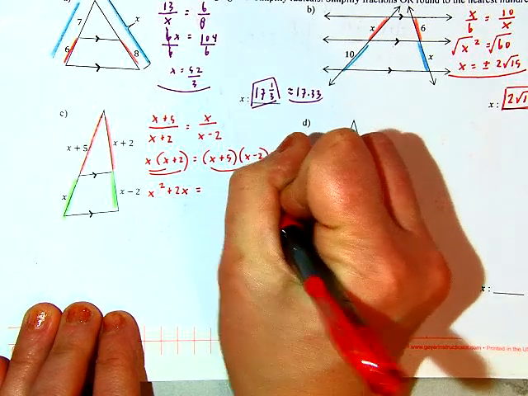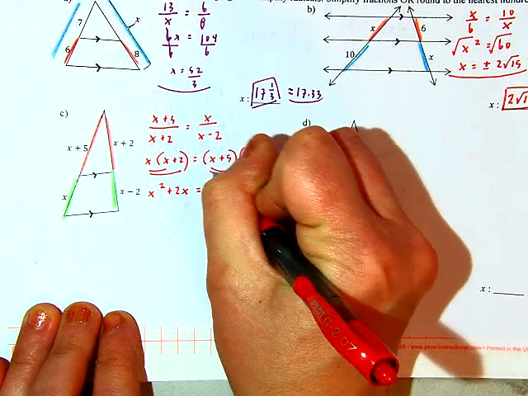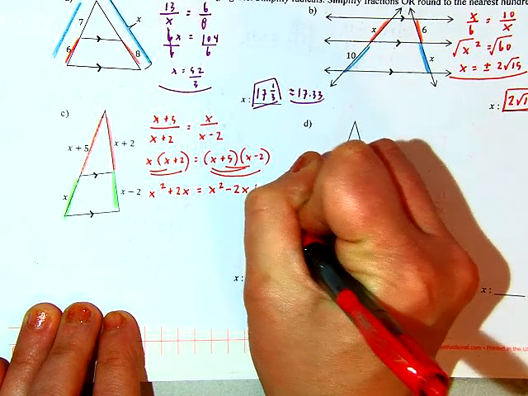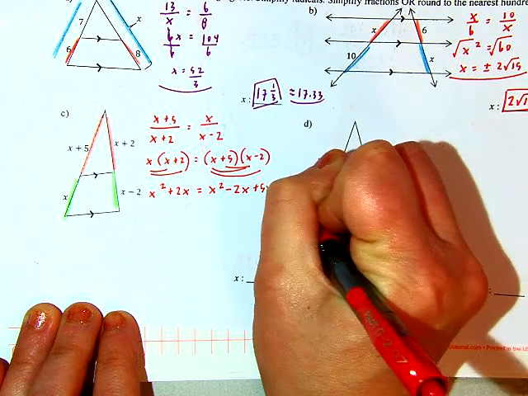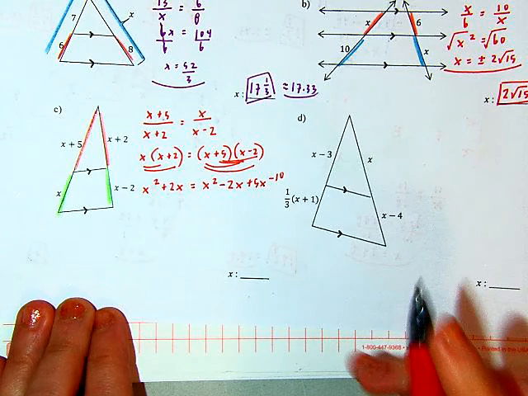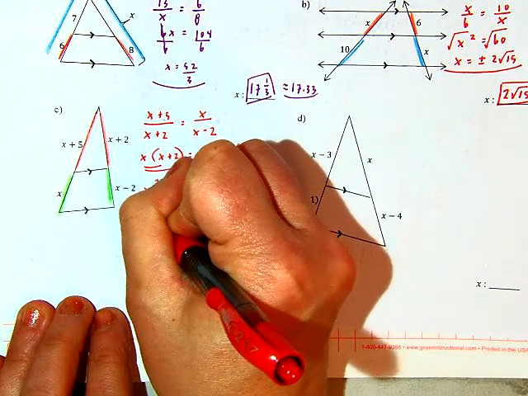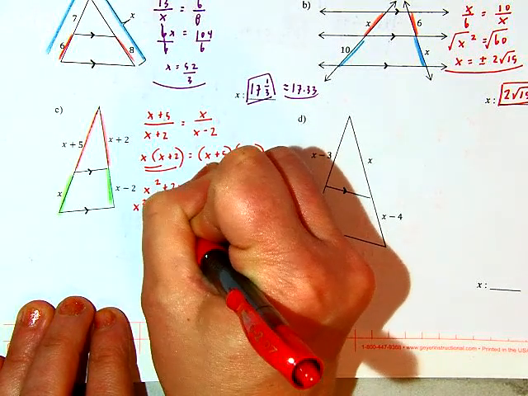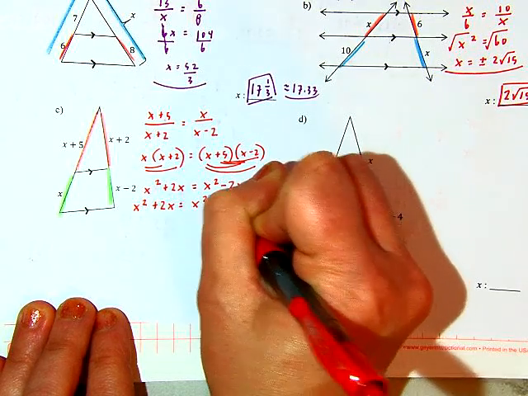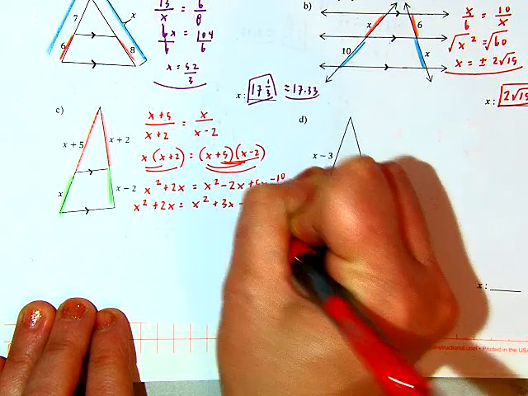So my first is x squared. My outer minus 2x. The inner is plus 5x. And that last is minus 10. So let me clean that up. I have x squared plus 2x equals x squared plus 3x minus 10.